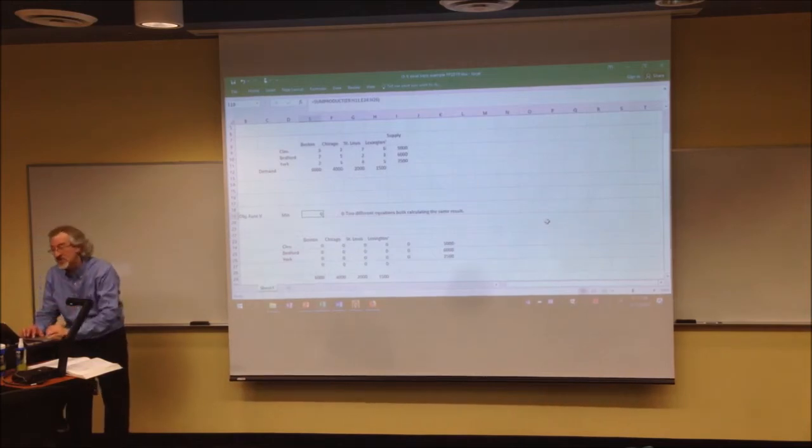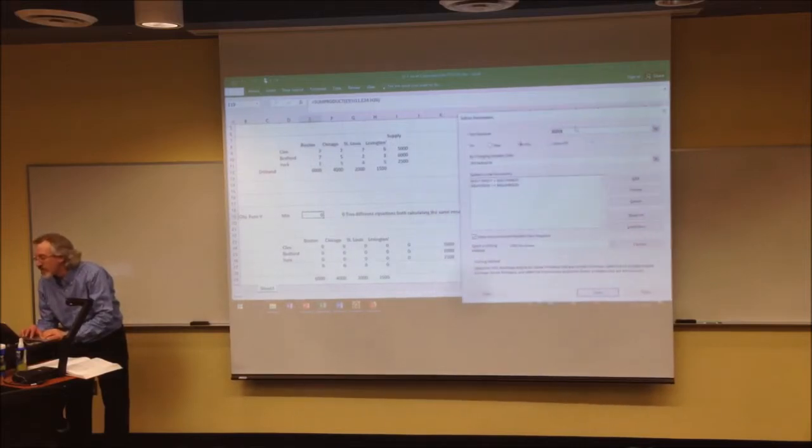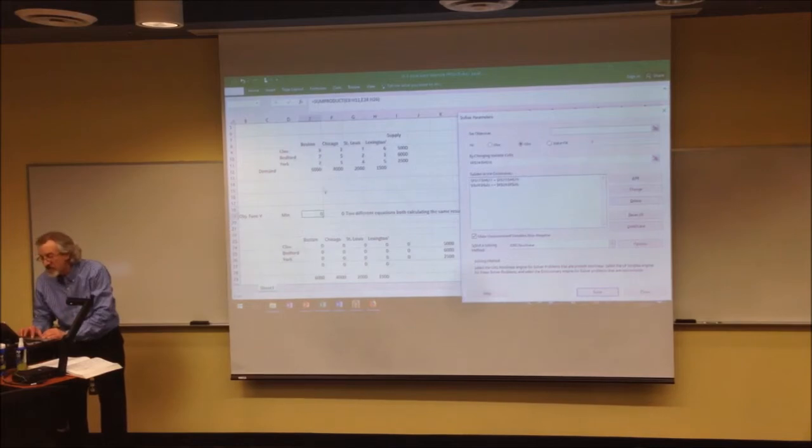Now, how to enter this into Solver for transportation? Data, Solver. Where's the objective function, set objective? Right there at E19. Is this a min or a max? It's a min. We click min.